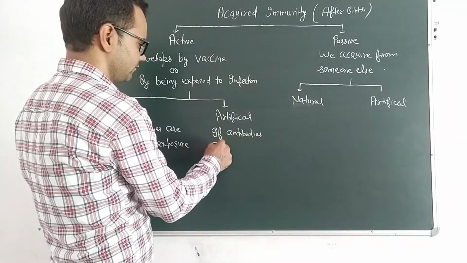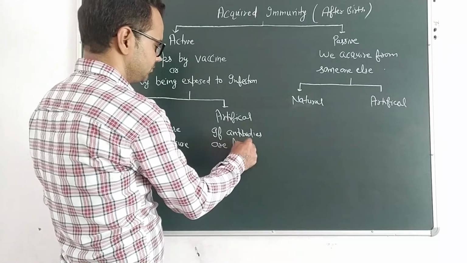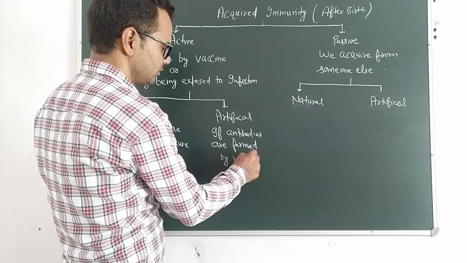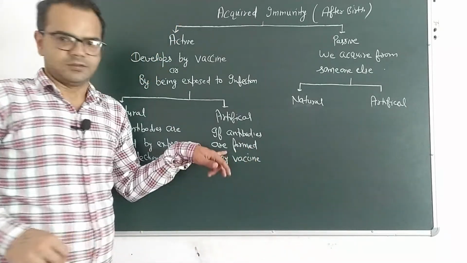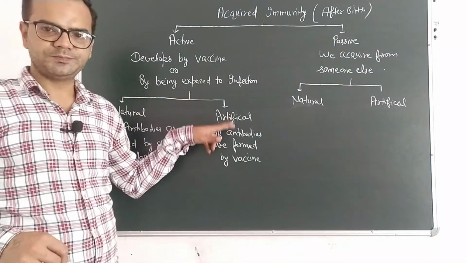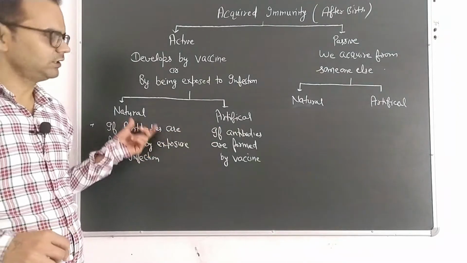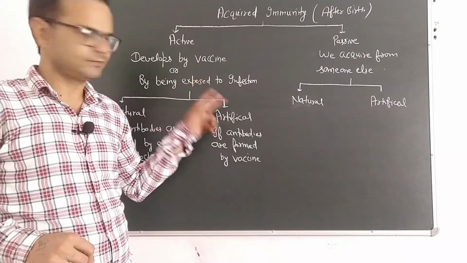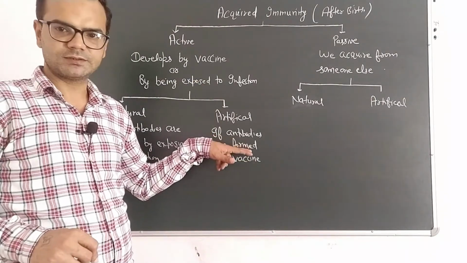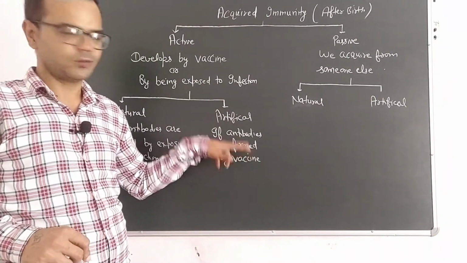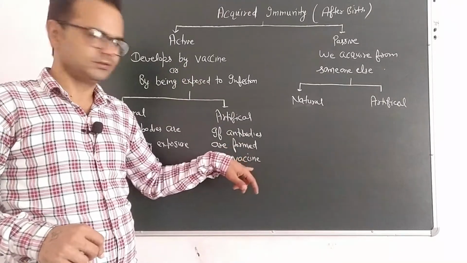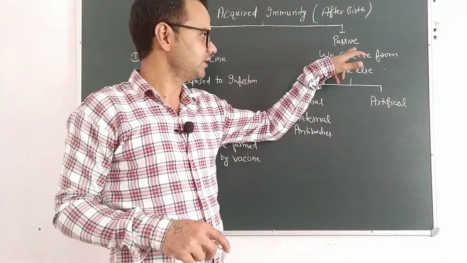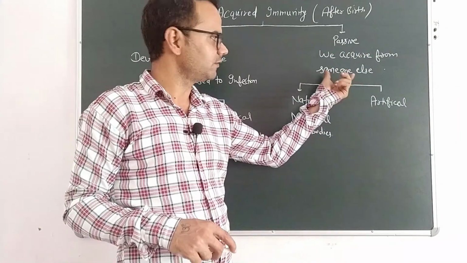If antibodies are formed by vaccine or vaccination course. If the body does not form antibodies naturally, then we need a vaccine. The vaccine will form new antibodies. A vaccine contains some germs in a small amount only, then the body will form antibodies against those germs. Now we have passive immunity, which we acquire from someone else.